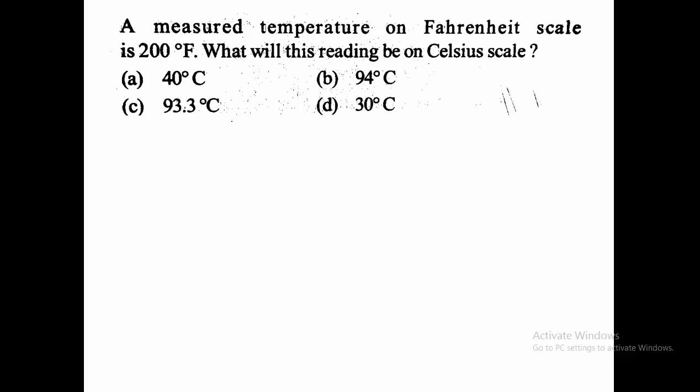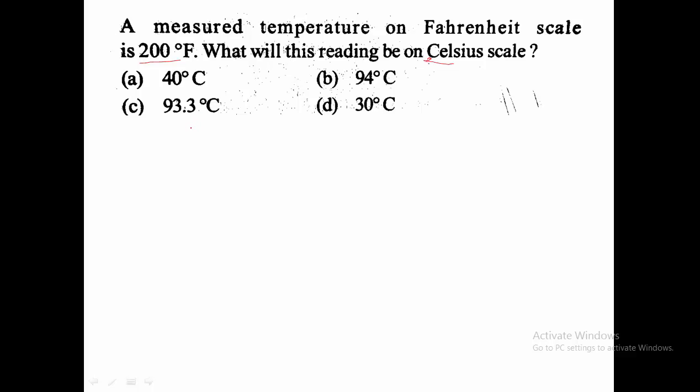Then second question, a measured temperature on Fahrenheit scale is 200 degree Fahrenheit. What will this reading be on Celsius scale? The temperature is given on the Fahrenheit scale. How much Fahrenheit temperature is it? 200 degree Fahrenheit. So if it is 200 degree Fahrenheit, what will its temperature be on the Celsius scale? So how much degree Celsius is equal to 200 degree Fahrenheit? That you have to calculate.